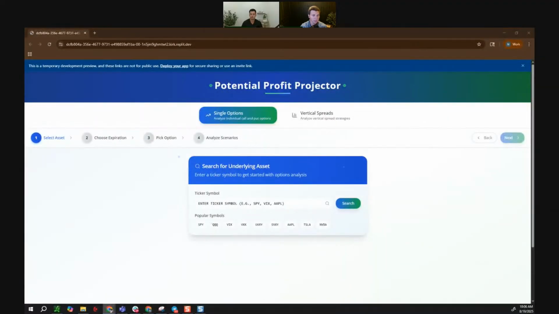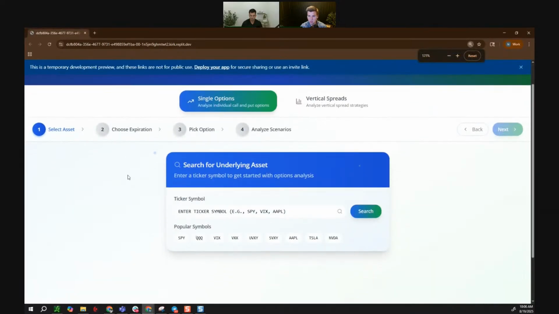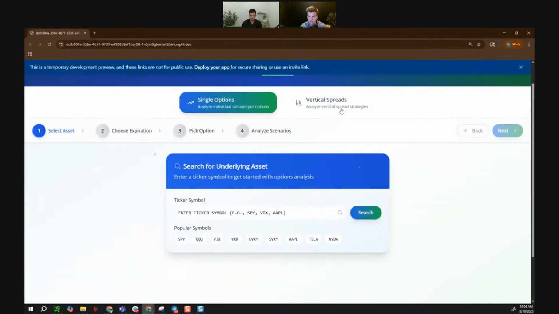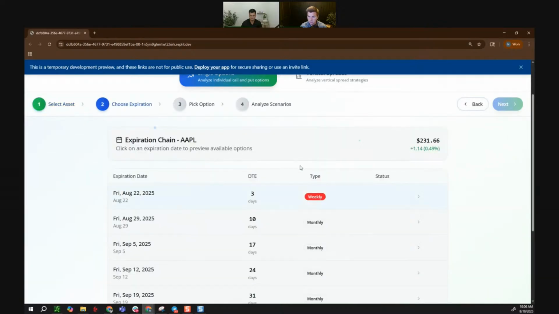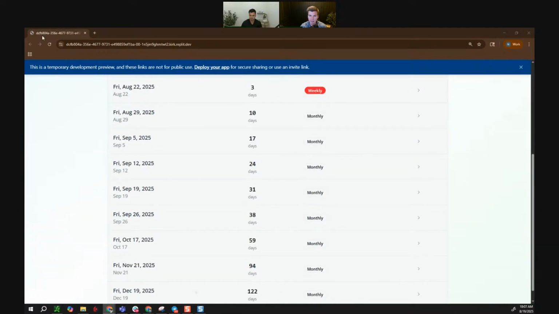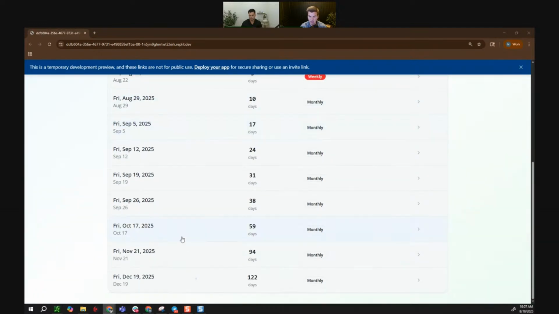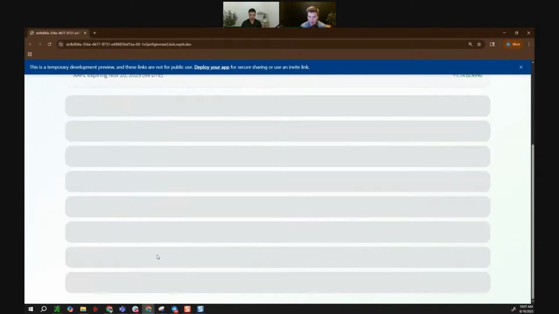Boom. So this is what I started programming and was working on until the wee hours of the night. It basically says, okay, so you want to trade Apple. You can trade as a single or a vertical. Click Apple and let it load. It's going to find all the expiration dates available for Apple. And let's say, we just looked at the chart, I think we need to give it some time. So let's give it out to 94 days.